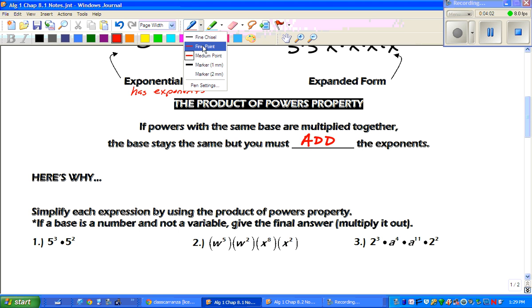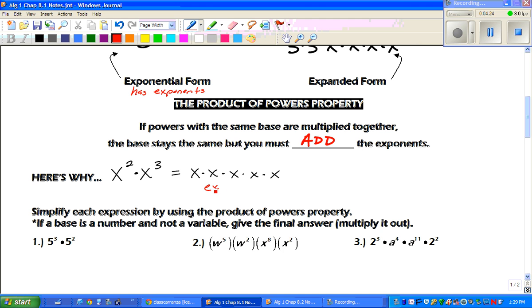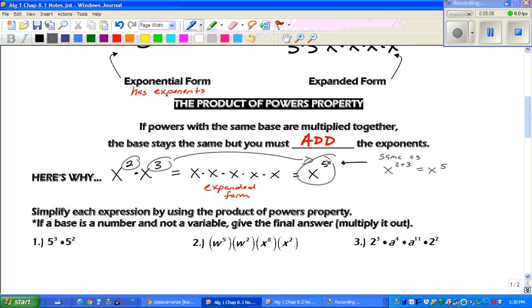And here's why. Let's say that we have x squared times x to the third. If we were to write that out in expanded form, that would be x times x times x times x times x. So what that is right there, that's the expanded form. We really don't want to have to write that out every single time, okay? But how many x's do we have there? You have 5, okay? So that right there is the same as x, and that's 2 plus 3. So do you see if we just take those exponents, add them up? That's where we get x to the fifth.